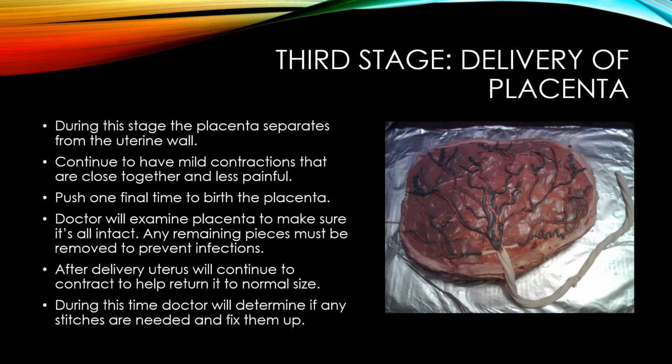Third stage, delivery of the placenta, also known as the placental stage. During this stage, the placenta separates from the uterine wall. You will continue to have mild contractions that are close together and less painful. You'll push one final time to birth the placenta. Your doctor will examine the placenta to make sure it's all intact. Any remaining pieces must be removed to prevent infections.